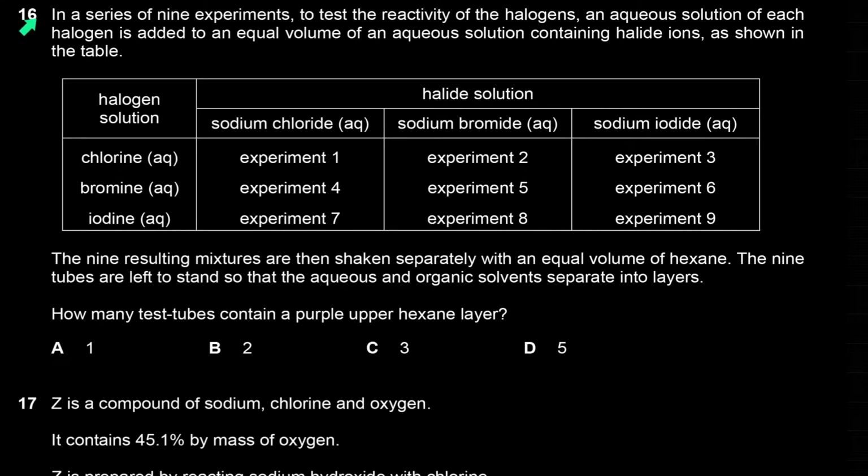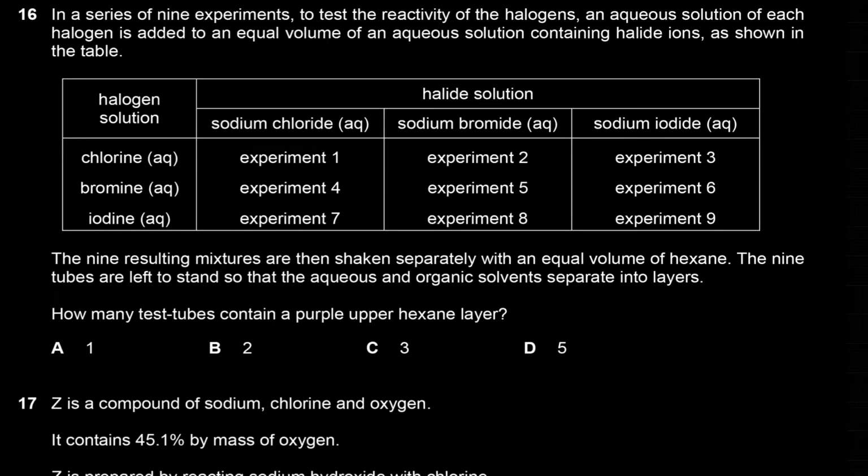Here we have question number 16, which says, in a series of 9 experiments to test the reactivity of the halogens, an aqueous solution of each halogen is added to an equal volume of an aqueous solution containing halide ions, as shown in the table. The 9 resulting mixtures are then shaken separately with an equal volume of hexane. The 9 tubes are left to stand so that the aqueous and organic solvents separate into layers. How many test tubes contain a purple upper hexane layer?